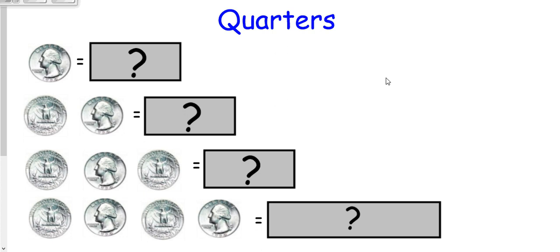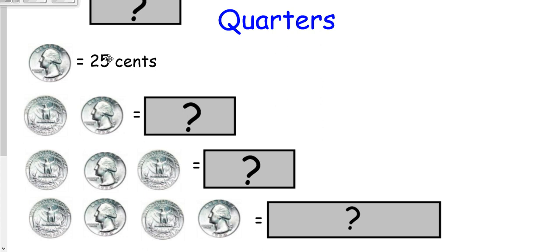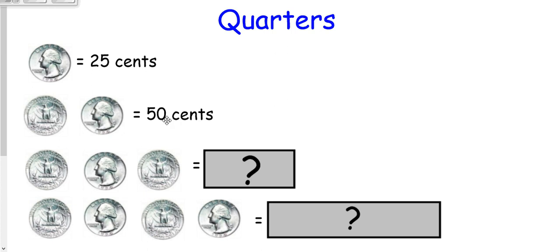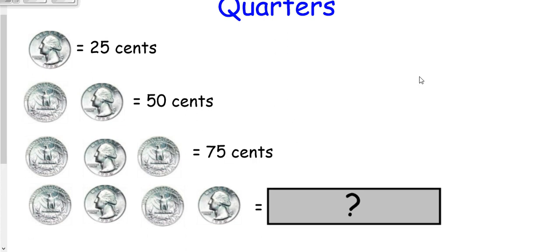Let's look at our groups of quarters that I have up here. We know 1 quarter is worth 25 cents. 2 quarters is 25 cents plus 25 cents. 2 quarters is equal to 50 cents. 3 quarters is equal to 25 cents plus 25 cents plus 25 cents. 3 quarters is equal to 75 cents.